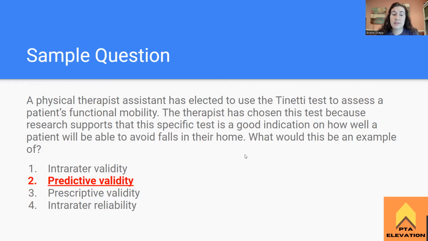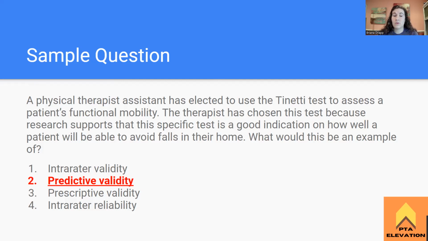All right, guys, so this is predictive validity. Why? Because we're trying to see if this test is going to help predict if the patient is going to have a certain behavior, because that's the definition of predictive validity. Does the test predict a certain behavior? Yes. So the Tinetti test is a nice, valid, and reliable test that we would use to assess a patient's functional mobility. And if they score a certain score, they're at more risk for falls. So as long as they're scoring what they're supposed to, they shouldn't be falling in their home. If they're scoring lower, we can see that there is a higher fall risk with this patient. So this is a valid test.